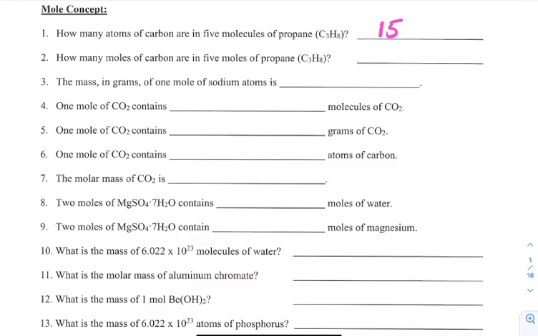Now, and again this kind of goes back to that tire analogy, how many moles of carbon are in 5 moles of propane? Okay, so now we have to think this through a little bit. If you have 5 moles of propane and each mole of propane has 3 carbons, then you would have 15 moles of carbon. So again, 5 moles of propane, each one has 3 carbons, so then I would have 15 moles of carbon.